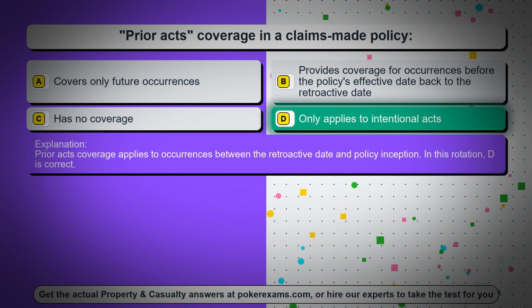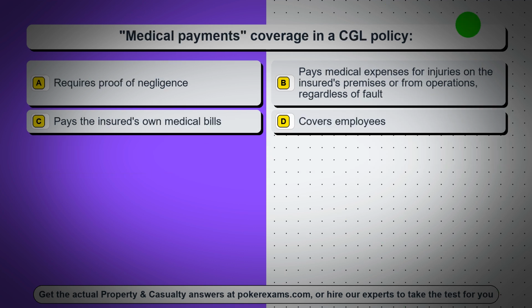Prior acts coverage applies to occurrences between the retroactive date and policy inception. In this rotation, D is correct. Question 66. Medical payments coverage in a CGL policy. Option A, requires proof of negligence. Option B, pays medical expenses for injuries on the insured's premises or from operations, regardless of fault.